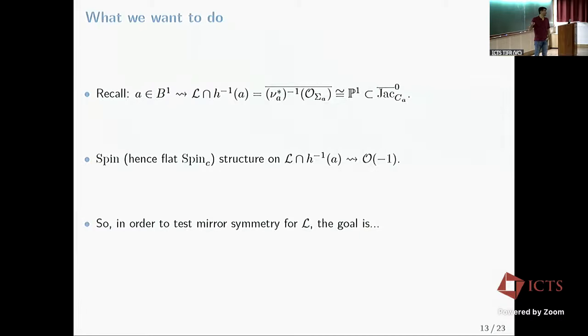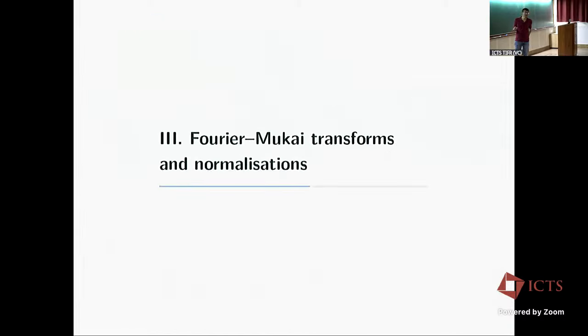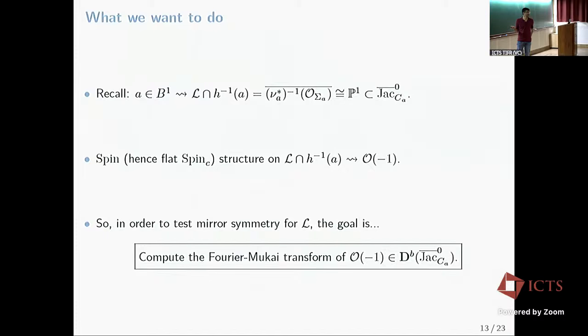So the goal to test mirror symmetry is to compute the Fourier-Mukai transform of this line bundle, thought of as a sheaf or a complex, but supported only in one degree, in the derived category of the compactified Jacobian. Not fully supported, but only supported in there. Okay, this is the goal, to test mirror symmetry. All right, so I'm going to go to this now. Any questions?